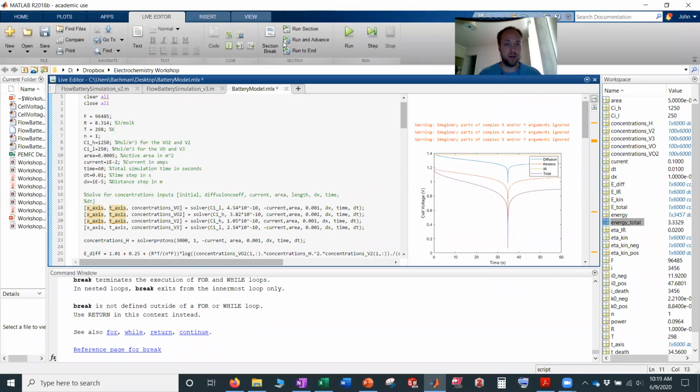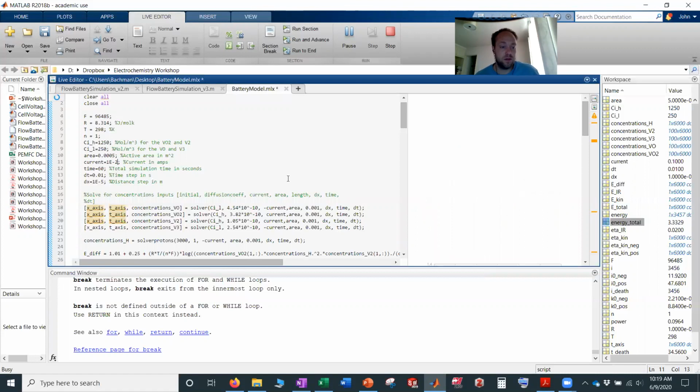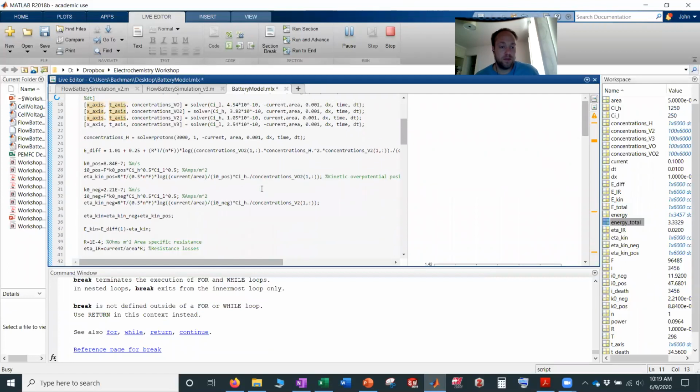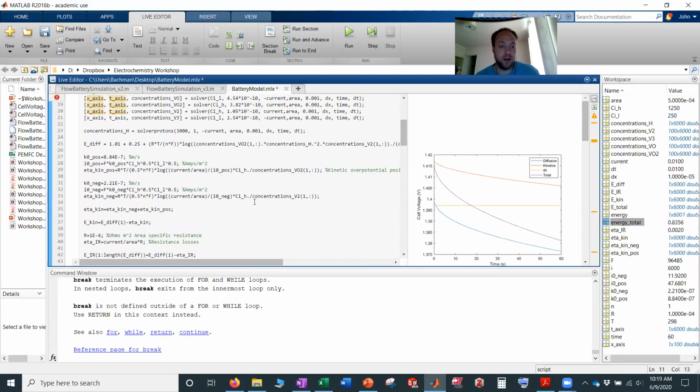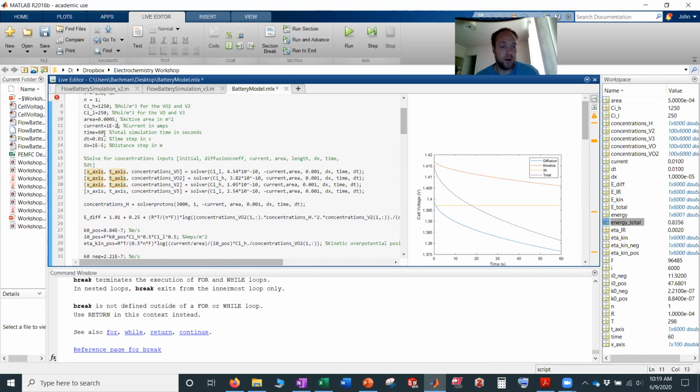All right, so let's try running it a little bit different. Let's run it a little bit slower, see what we get. A little lower current. Oh, this is nice. See, we got to run longer. We never even killed our battery. So we need to up our time to maybe 600 seconds.